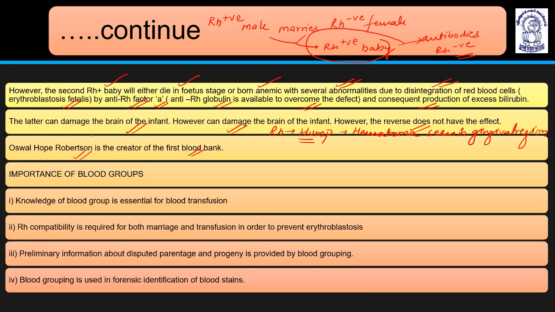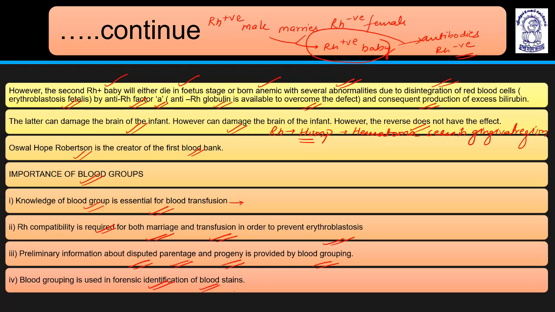Importance of blood groups. Knowledge of the blood group is essential for blood transfusion. For the correct blood transfusion, a person should know about the blood groups. Rh compatibility is required for both marriage and transfusion in order to prevent erythroblastosis fetalis. Preliminary information about disputed parentage and progeny is provided by blood grouping. Blood groups are used for forensic identification of blood stains.